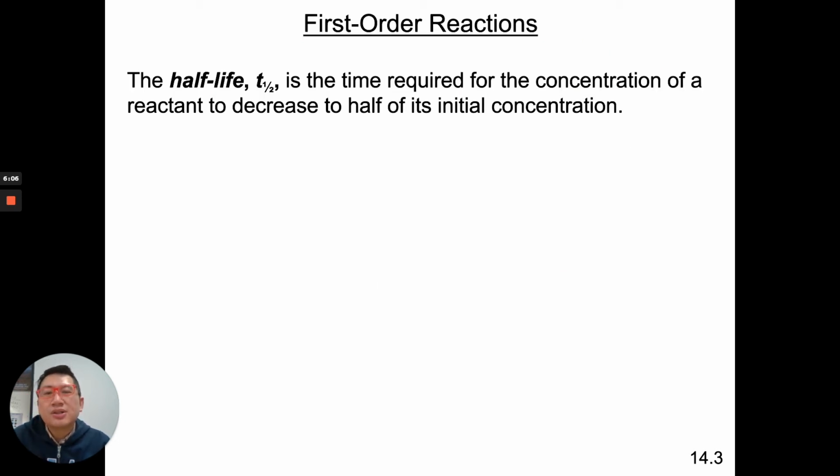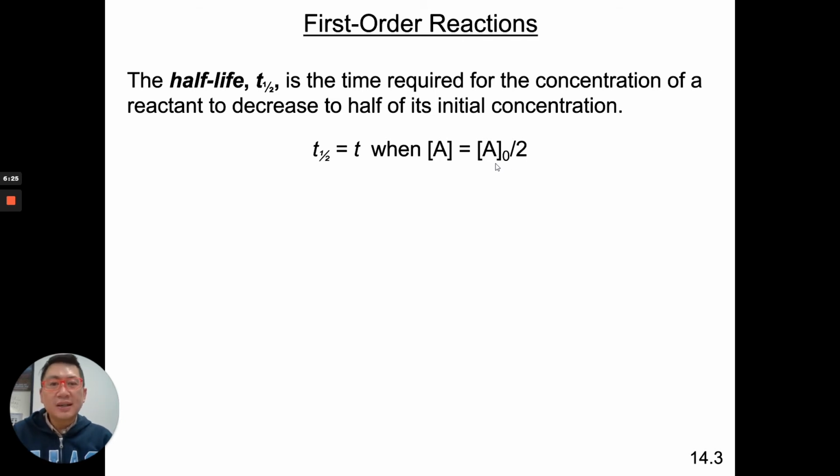Now, let's get to another term called half-life of first-order reactions. Half-life is the time it takes for the concentration of reactants to decrease to half. So the time, the symbol for half-life is T1/2, is the time it takes for A to have half of the original. If the original is A naught, half of that is when A is equal to half of A naught.